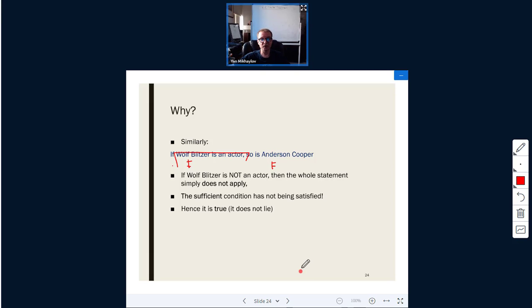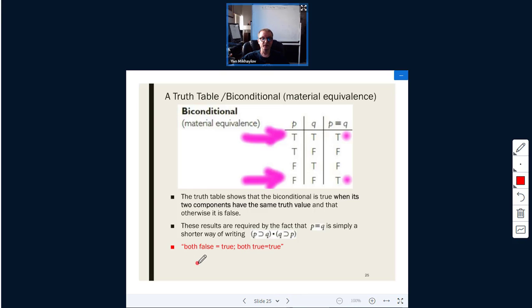It may be a little bit tricky for some students at least, so that's why I explain it in more detail. Okay, and finally, the biconditional statement. Biconditional, remember, is if and only if.